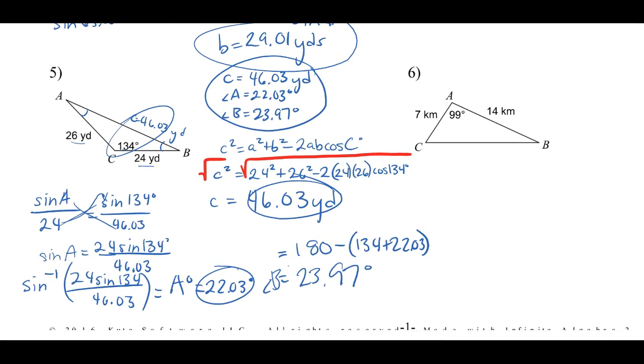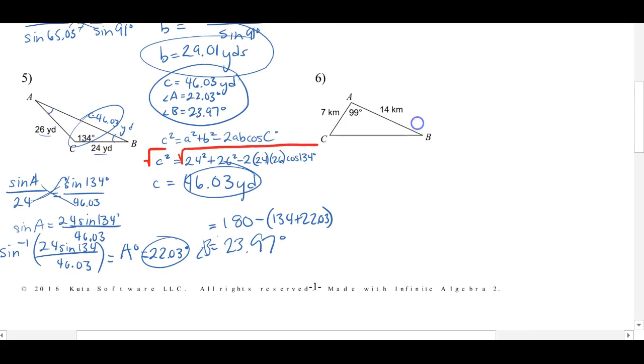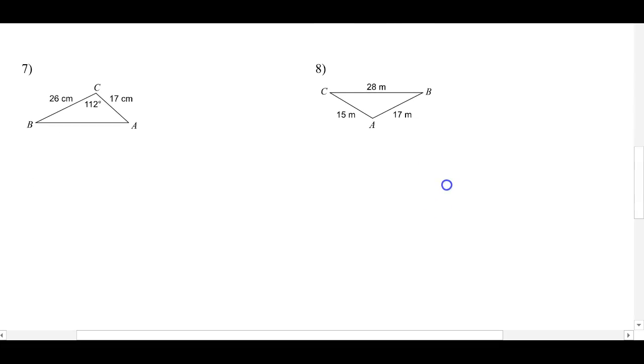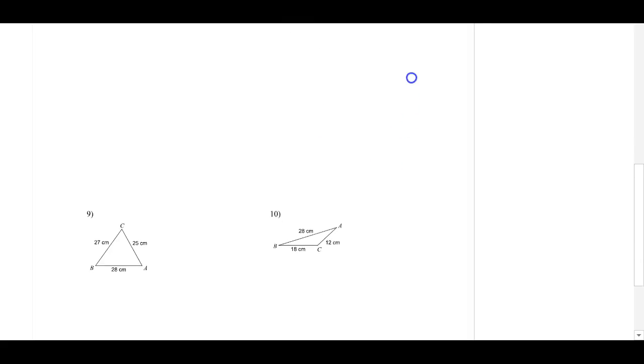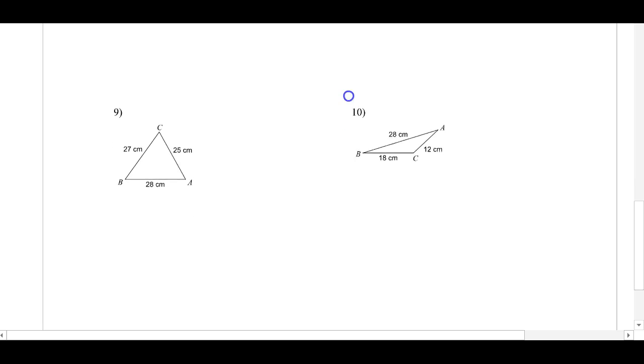Okay, and so the next triangle, you would solve that the exact same way. You'd solve that just like you did number 5. You set it up just the same way. You have to use the law of cosines and set that up. Okay, let's go to the back page. Number 7 is just like the last one we did as well. This last few are the ones that are a little different. So let's actually go down to number 9.